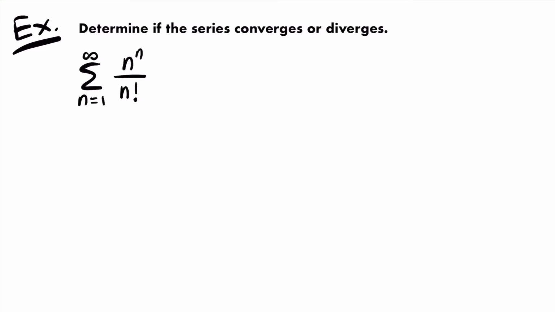So let's identify a sub n and a sub n plus 1. A sub n will be equal to n to the power of n divided by n factorial, and a sub n plus 1 will be equal to this same expression, but n is going to be replaced with n plus 1. So all three of these n's need to change to be n plus 1. So we'll have n plus 1 quantity to the power of n plus 1 divided by n plus 1 factorial.